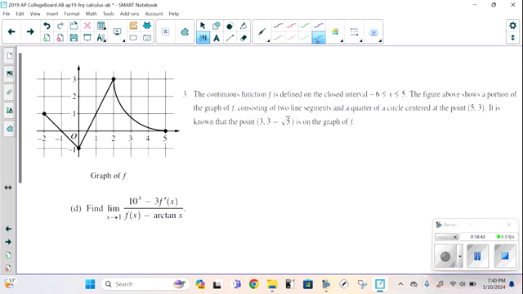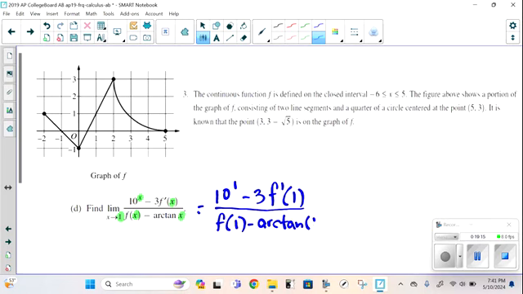Okay, so just like any limit, we're going to start by plugging in our value. What do I mean? I'm going to take this 1 and plug it in for every x here. That's what we're going to start out doing. So we have 10 to the 1 minus 3 times the derivative of f at 1, all over f of 1 minus arctan of 1. This is the same thing as saying tan inverse of 1. Maybe that looks a little bit more familiar to you.